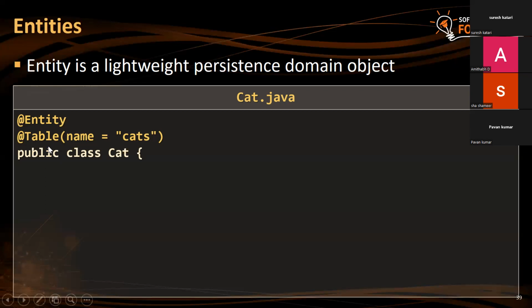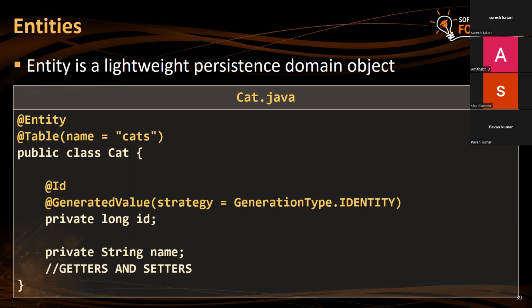We can define, for example a customer, and give it any name. For defining the entity, we need to use the @Entity annotation. And if you want a specific table name apart from the class name, by default it will take the class name as the table name. If you want something else, we can define @Table(name = "cats").